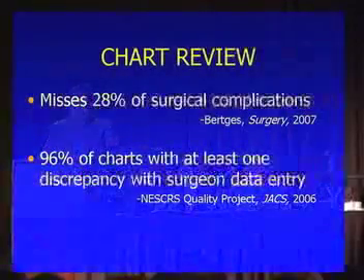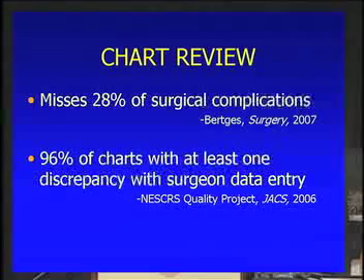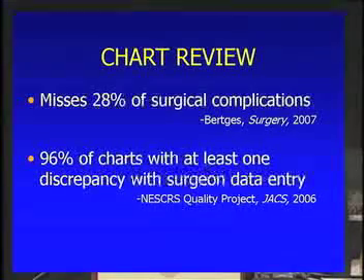Similarly, the traditional way of auditing our outcomes is with chart review, where you do a procedure, and then someone goes back to the chart. But as we've shown in our institution, chart review misses about a third of the complications, and in a study sponsored by the American Society of Colorectal Surgeons, we found that in 96% of cases there was a discrepancy between what the surgeon believed happened and what the chart said.